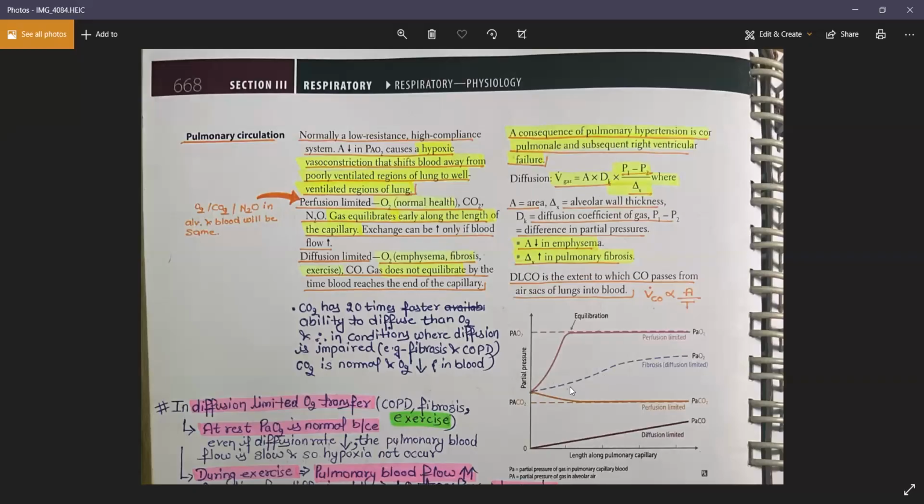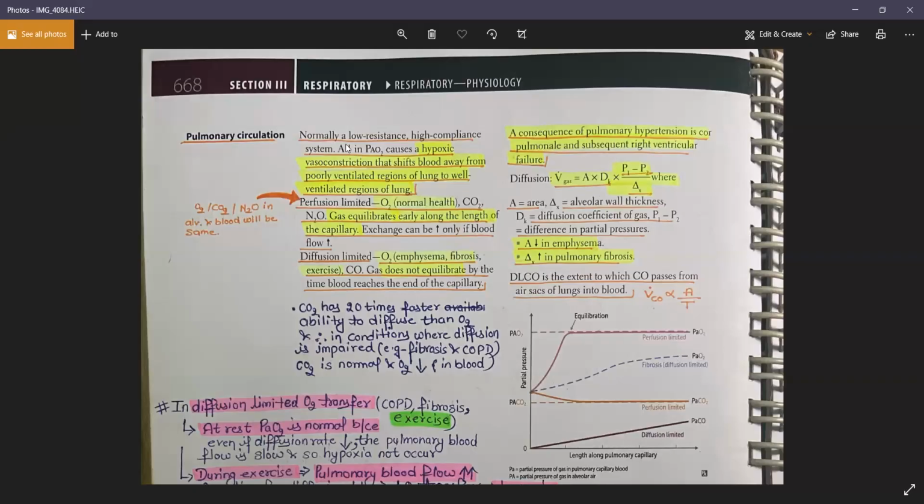Now, please note that CO2 has a very high rate of diffusion. Even if fibrosis happens, even if emphysema happens, CO2 can still have a normal diffusion. As a result, the gas is still a perfusion limited gas, not a diffusion limited gas. So even though oxygen is not diffusing properly in case of these diseases, the CO2 diffusion is totally normal. Note that fact also, very important.